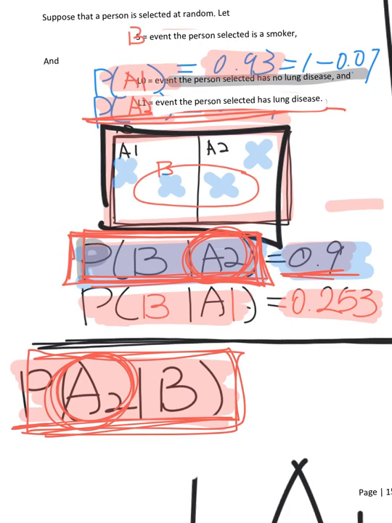So I can say this probability, B given A2, among the patients, to get the probability 90%, is much easier than the other one. For the other one, A2 given B, we have to look for the smokers.